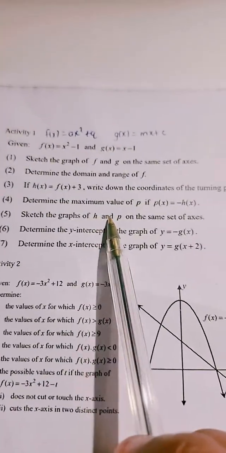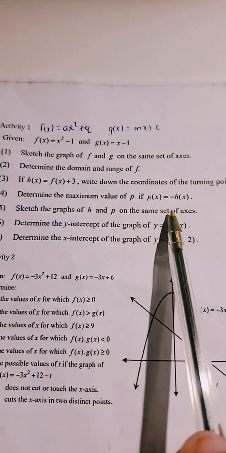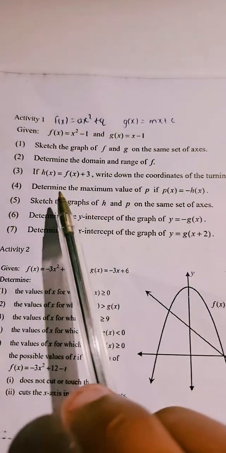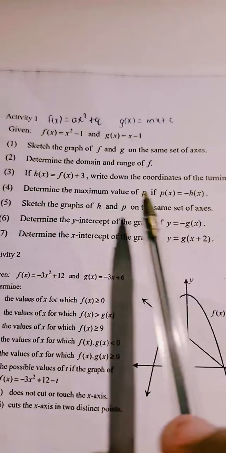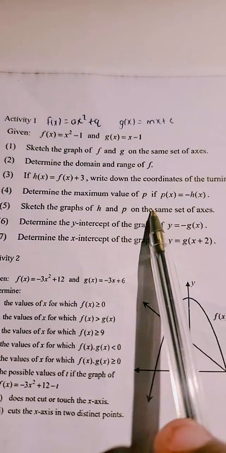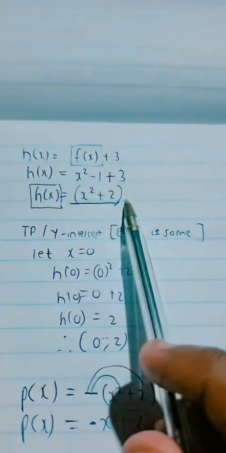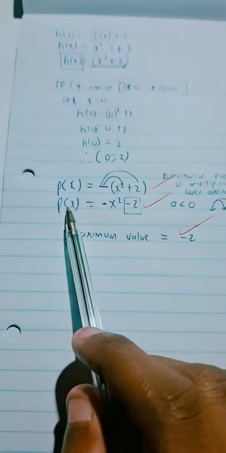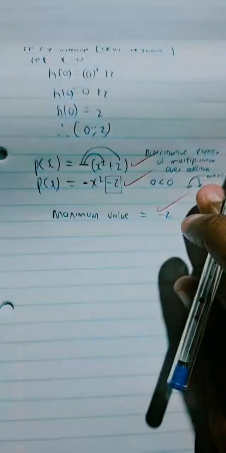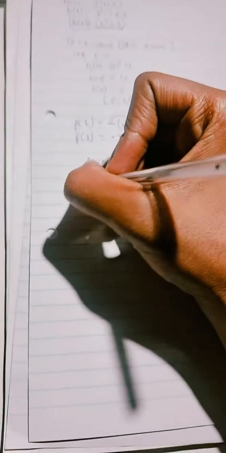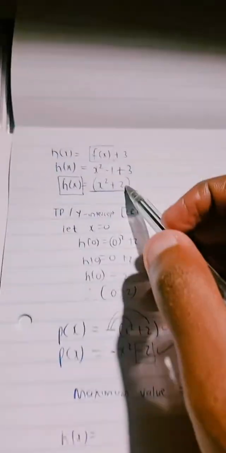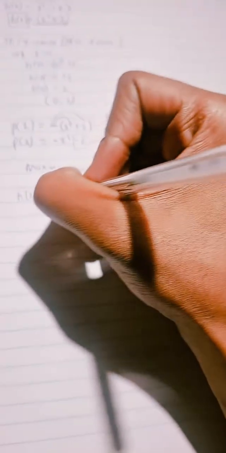Sketch the graphs of h and p on the same set of axes. H, we have him. P, we have him. So let us just go ahead and blindly do what? Say h of x is equal to x squared plus 2.